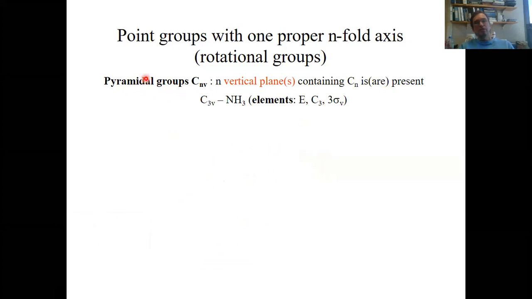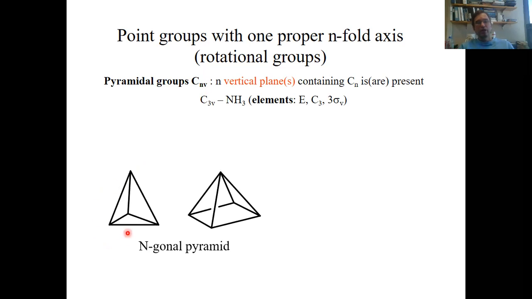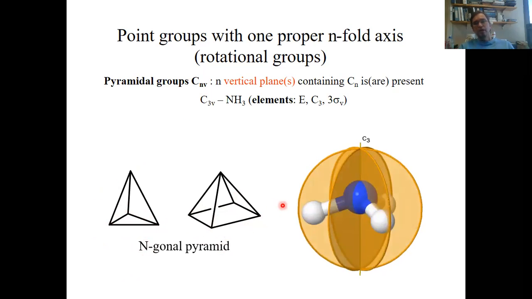Then we looked at the pyramidal groups. So the pyramidal groups are denoted CnV, and all molecules that belong to the pyramidal groups are derived from an n-gonal pyramid, whereby n stands for the number of corners the base has. So when n is equal to 3, we have a trigonal pyramid. When n is equal to 4, we have a tetragonal pyramid, and so on. So an example for that is the molecule NH3. It belongs to the point group C3V because we have a C3 axis here and 3 vertical mirror planes in addition to that.